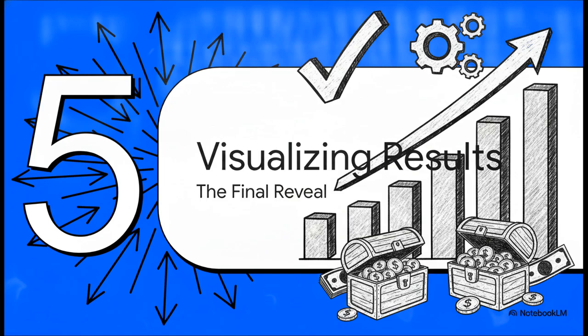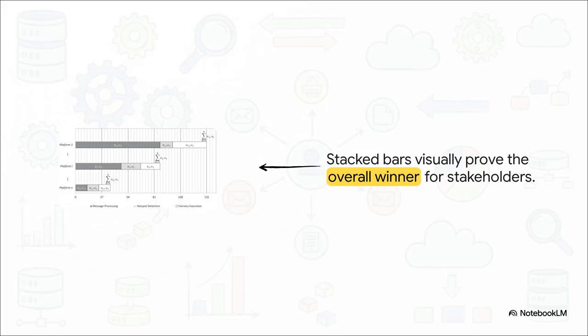Finally, part 5, visualizing the final decision, the big reveal. Once you've crunched all those numbers, you need a bulletproof way to show this to the business leaders who are actually signing the checks. A stacked bar chart is the ultimate payoff here. It visually proves which platform wins overall based on the total width of the bar, but it also shows exactly which dimensions gave it the winning edge. The dark gray is the partial score for message processing, the light gray is hotspot detection, and the white is fairness execution. You instantly see not just who won, but why they won, making your recommendation pretty much undeniable.